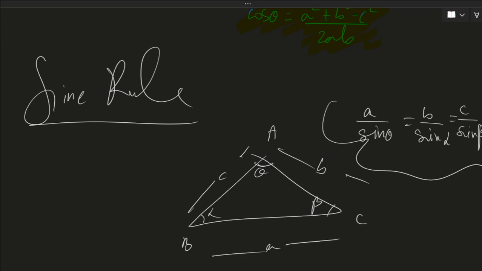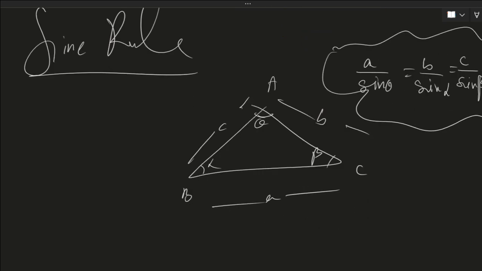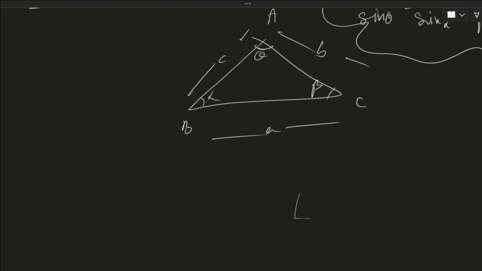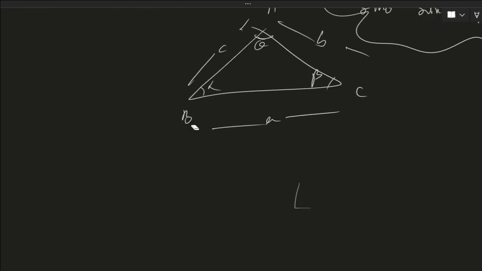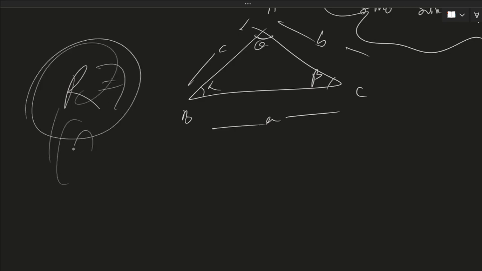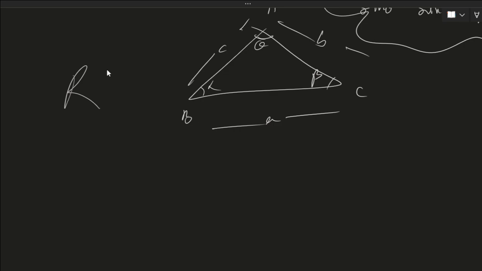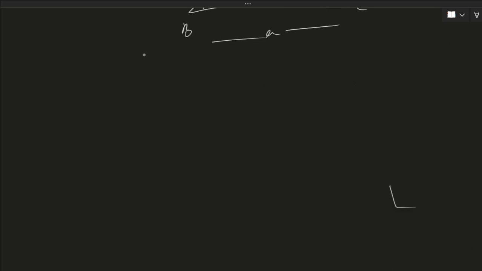You might be like, okay, how is that useful? Well, it's useful in many ways. If you're given the radius and just one angle, you can find out the sides. Now, the derivation is pretty easy, honestly speaking. It's pretty darn easy.